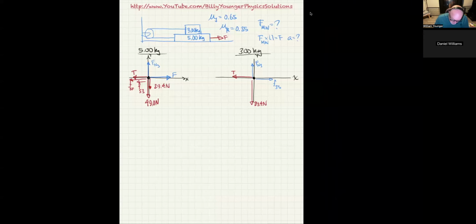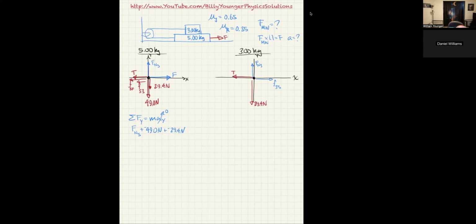All right, so let's do our summation of the forces. We're again assuming the accelerations in the y direction are going to be zero. So the summation of forces in the y direction equals mass times acceleration in the y direction. The acceleration in y we expect to be zero. This is going to give me F_N5, because that's a positive, plus negative 49.0 newtons plus negative 29.4 newtons. And that should be it.